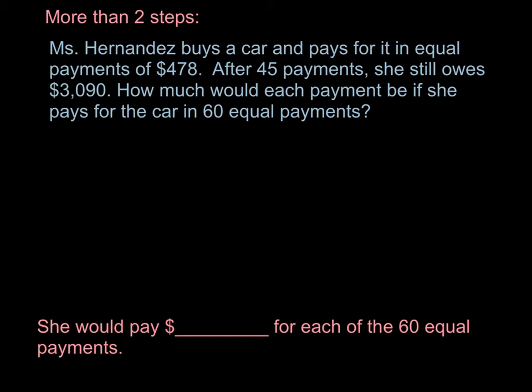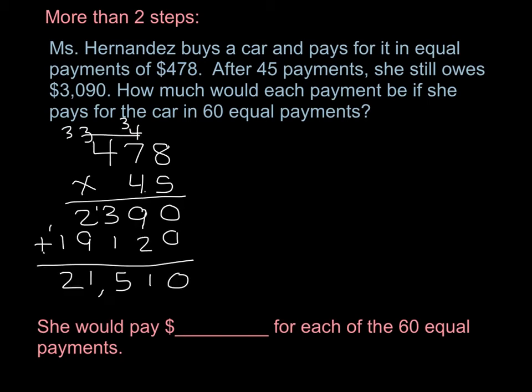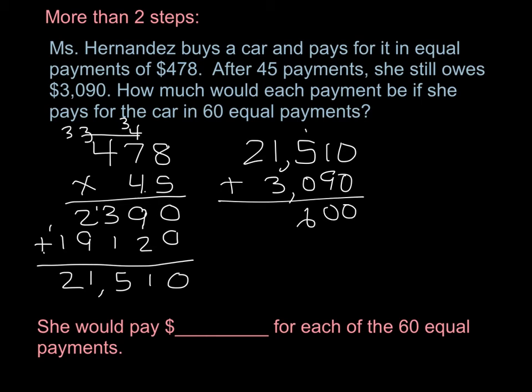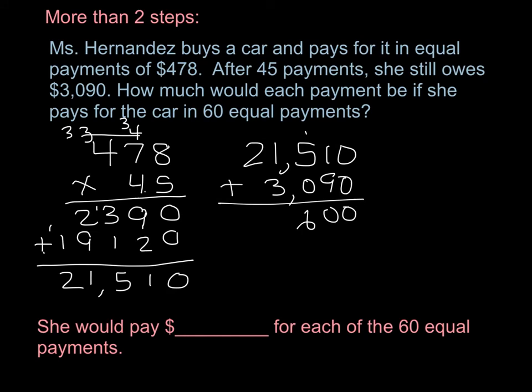Well, we already know there's going to be more than 2 steps, and we also know we're doing multiplying and dividing, so that's kind of a giveaway. So if you're making 45 payments of $478 and you already paid this much, well, this would be like 478 times 45. And then we'll add on the $3,090 she still owes. So we'll work this out. The 45 payments came out to $21,510, but she still owes $3,090, so we'll add that on. That comes out to $24,600.